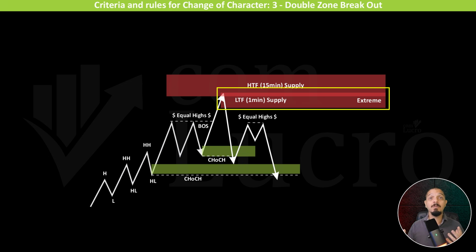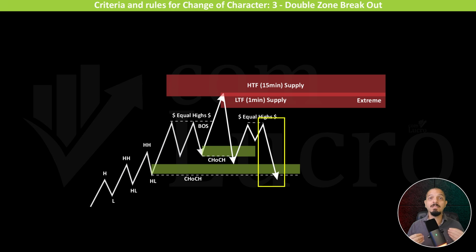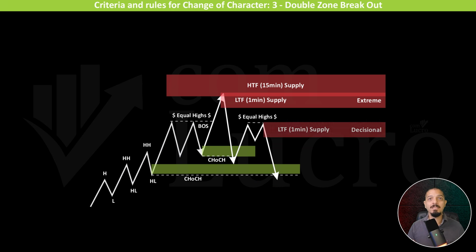Then, the price experienced a temporary pause and a pullback, but it couldn't mitigate the extreme supply zone. Instead, it formed a liquidity pool by creating a double top. Subsequently, the price pushed to the downside and broke out of the next demand zone. Since a demand zone has been broken, a new opposite side zone will be created, which is this supply zone.